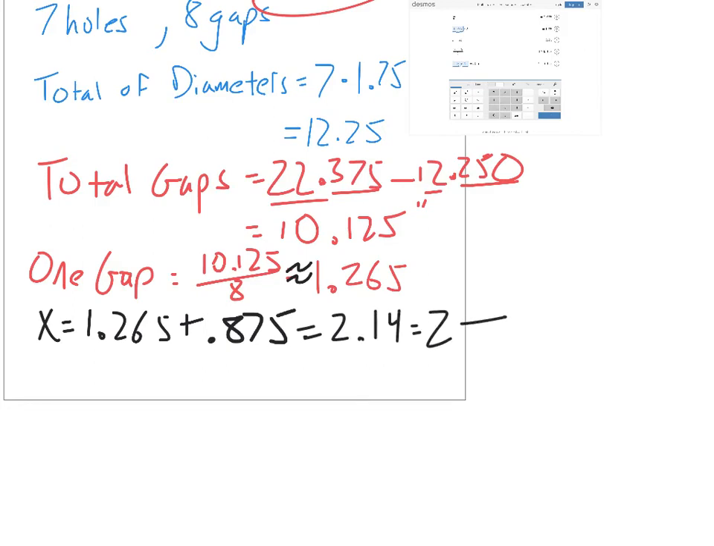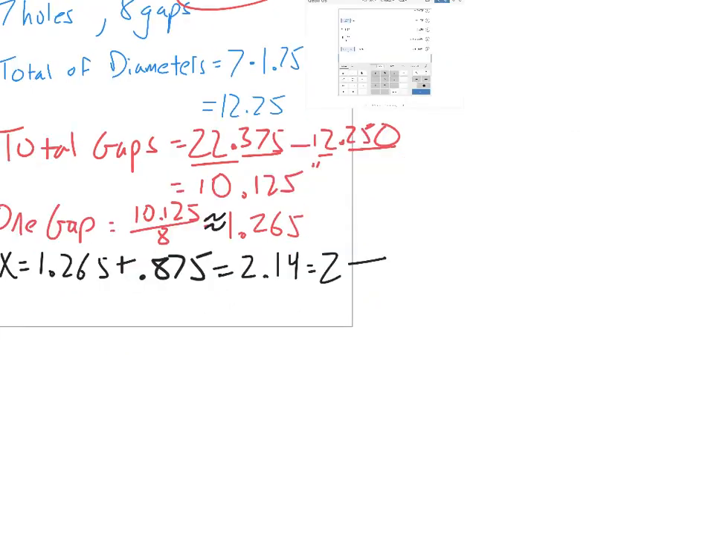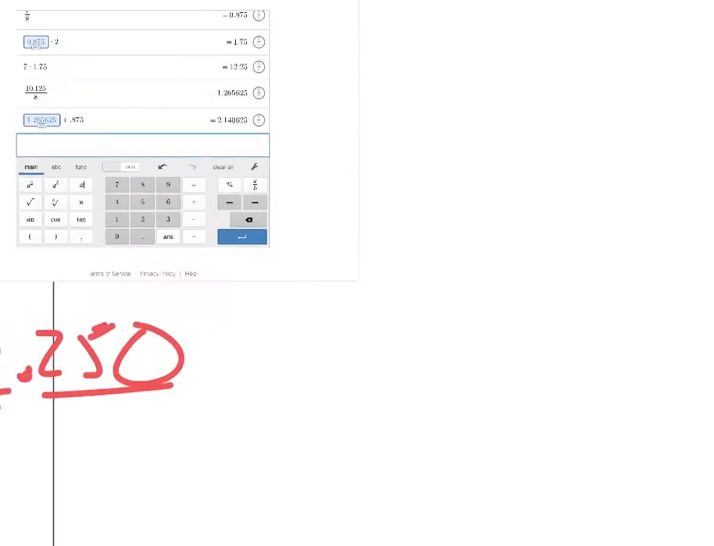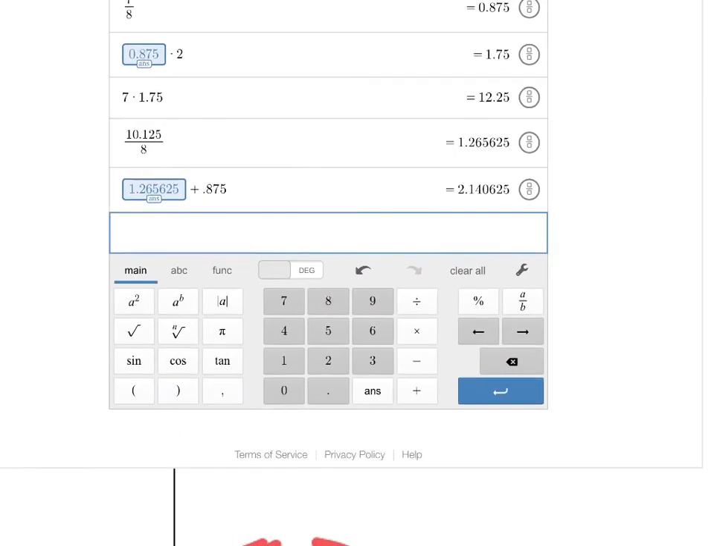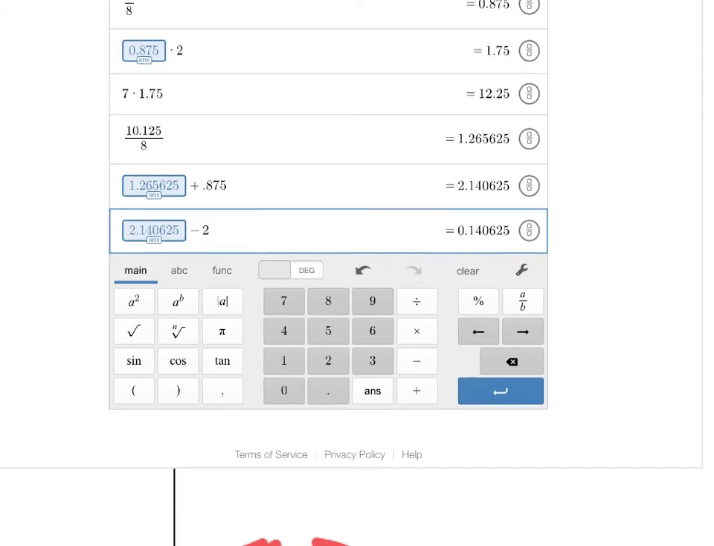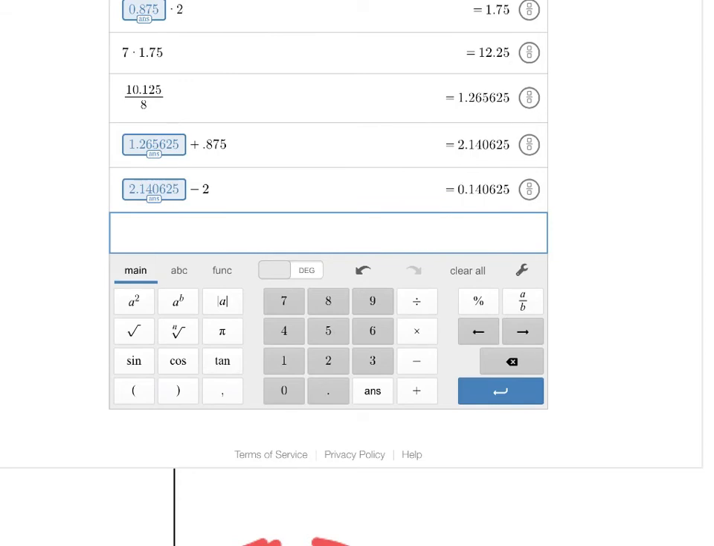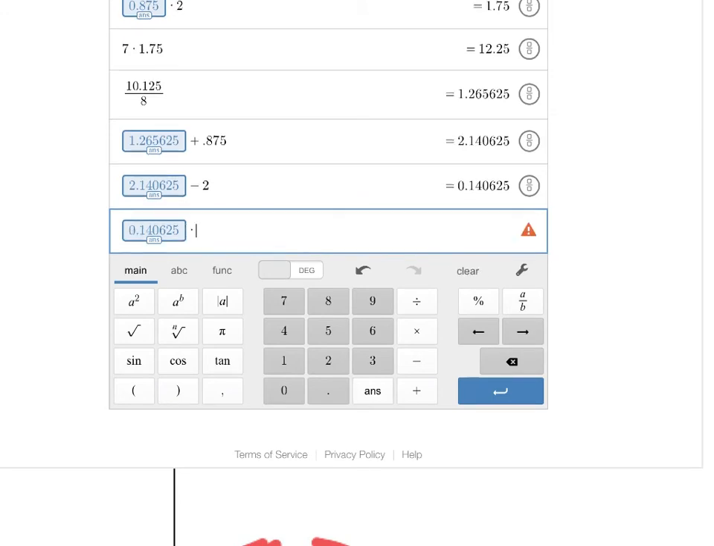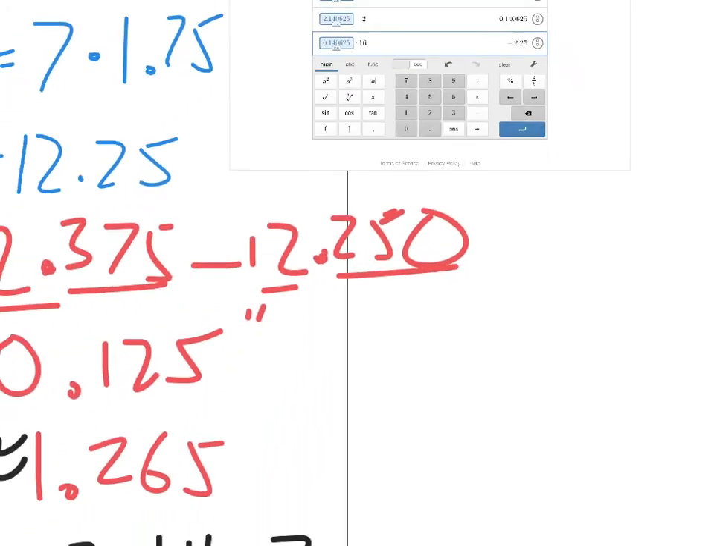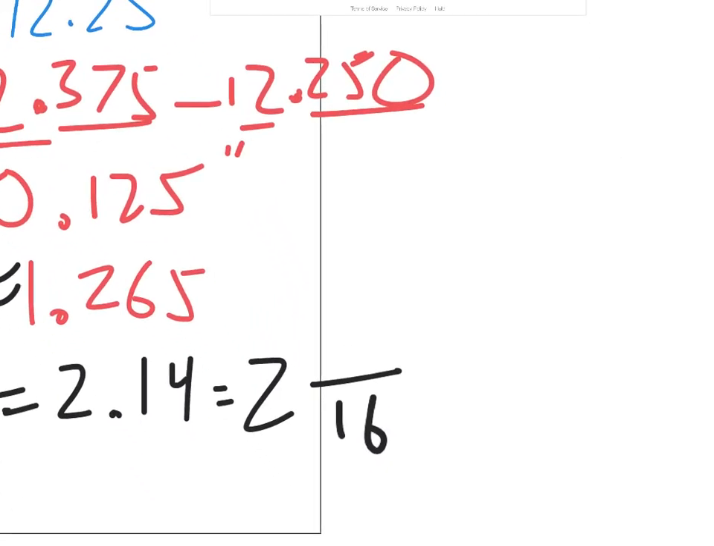Let's get that as a fraction. How many 16ths is that? Well, we need a similar process to what we did before. I'm going to take that number and subtract off the 2 because I just want the decimal. And then the question to ask is how many 16ths is that? So I'm going to take that answer times 16. And I get 2.25. We round that to the nearest whole number, so that's about 2 16ths.